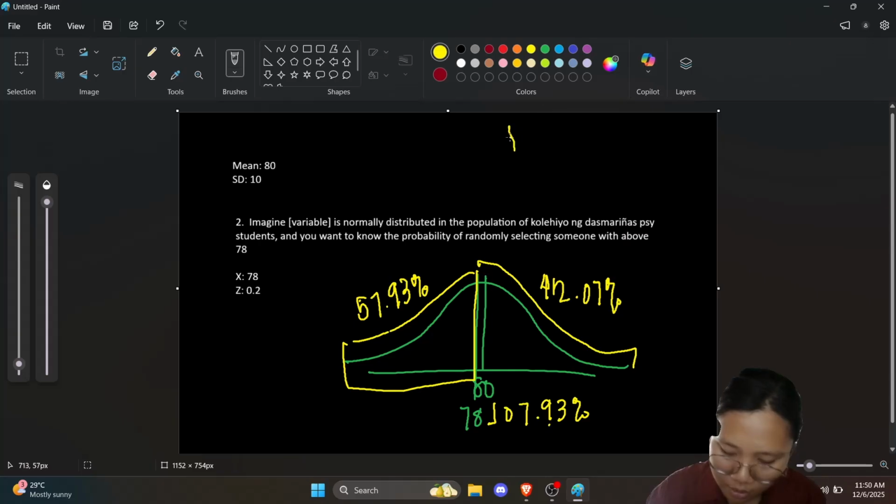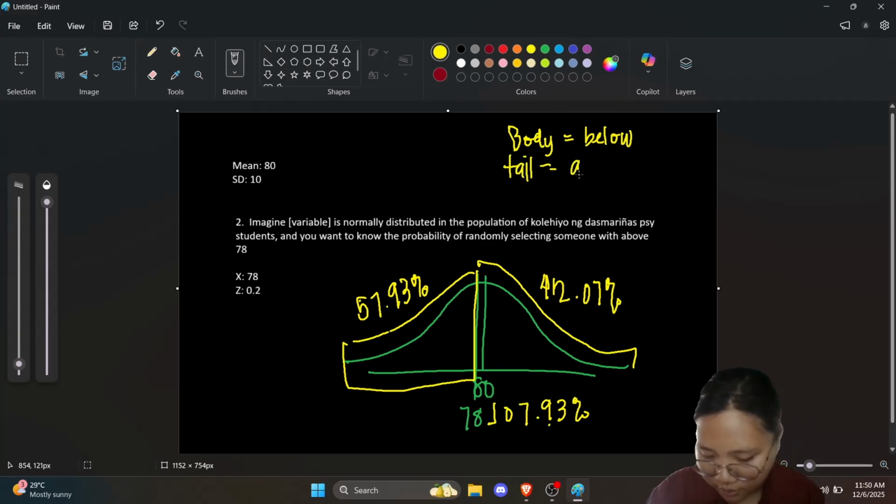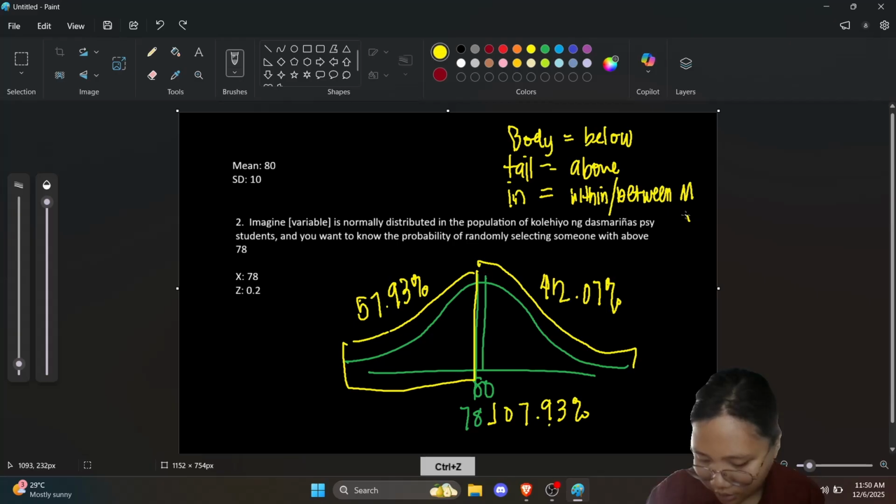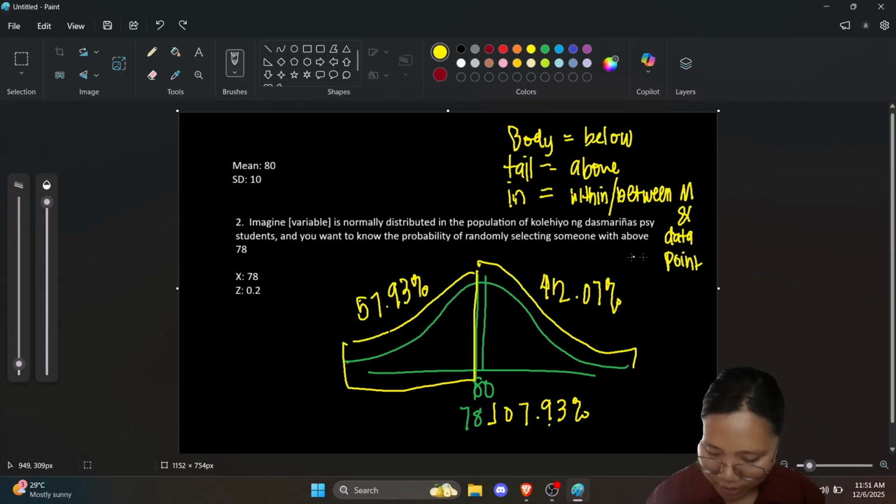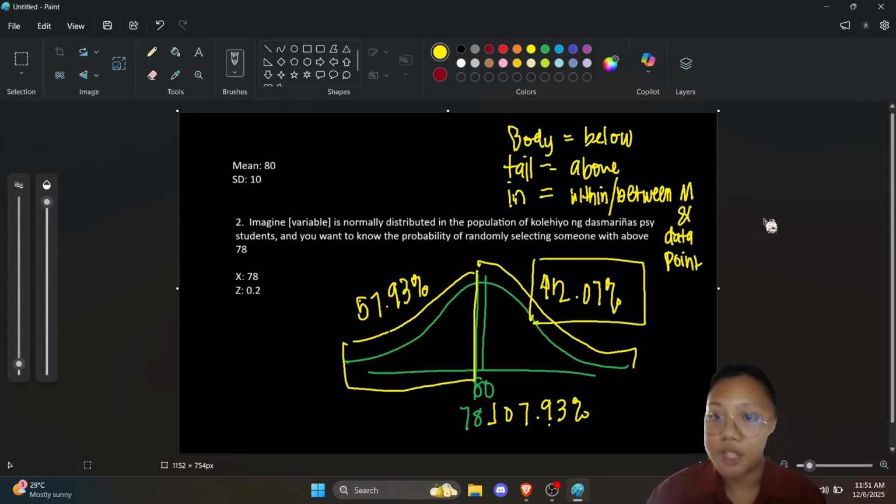Once again, body is below, tail is above, and in between is within, or between, the mean and data point. So our answer is 42.07%.